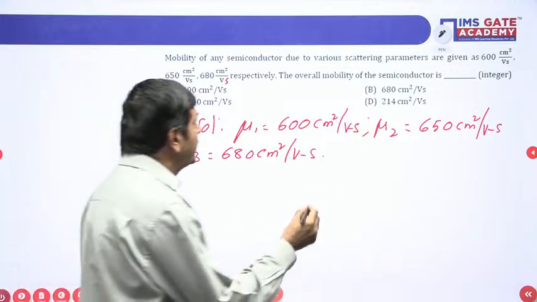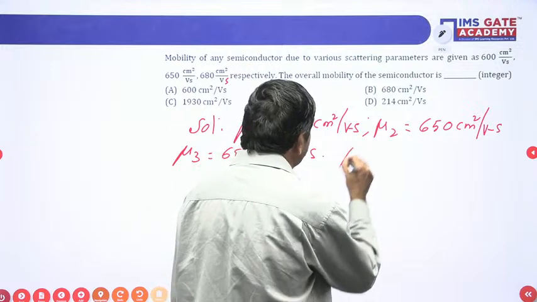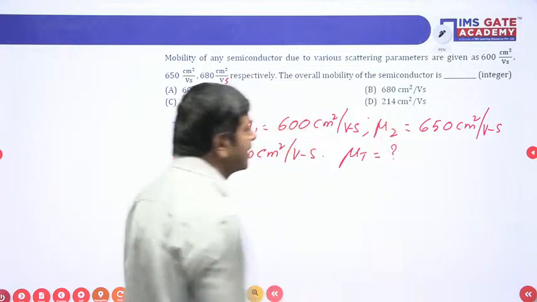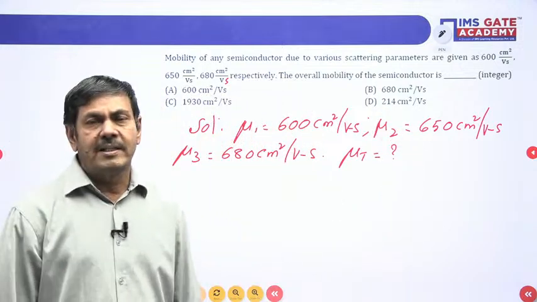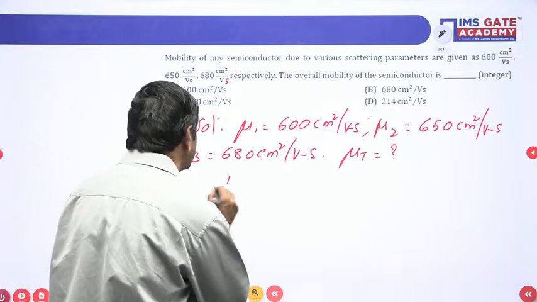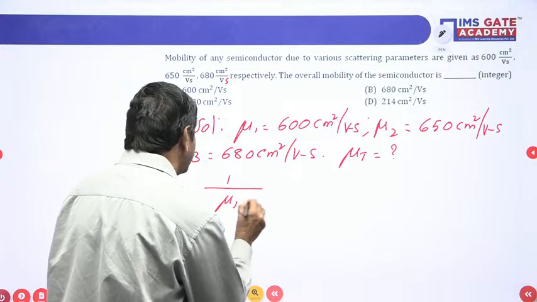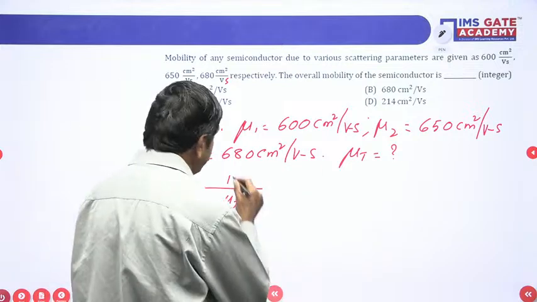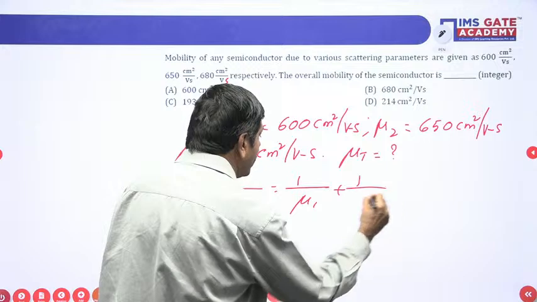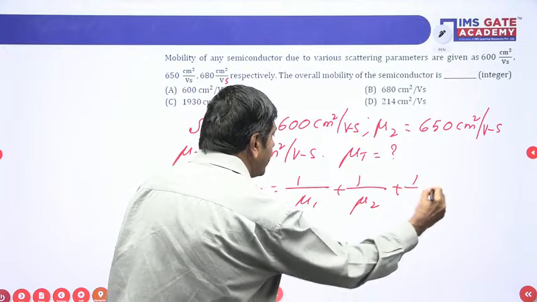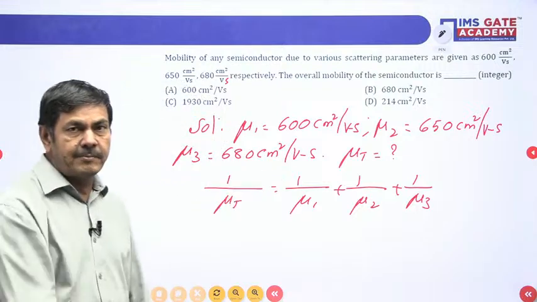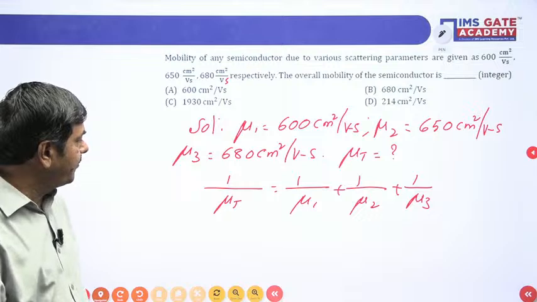But the question is asking to find the overall mobility, denoted by the letter mu-t, the total mobility. Whatever the number of mobilities given in the problem, you should use the formula: 1 by mu-t equals 1 by mu1 plus 1 by mu2 plus 1 by mu3. If more than three are given, you can add them. Understand my point now.